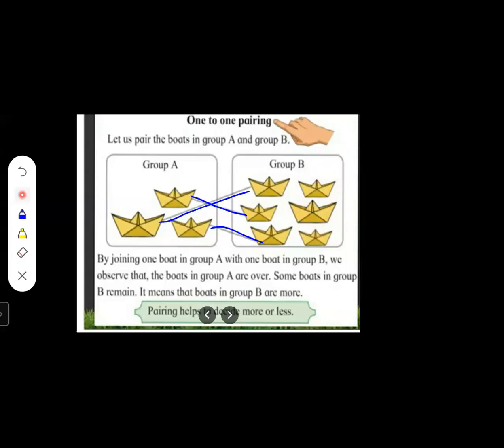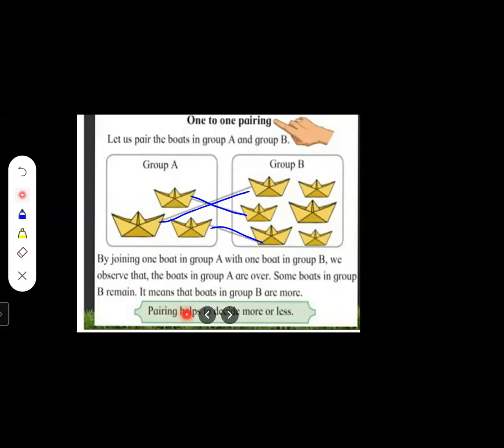In which group the objects are remaining, it means that group is having more objects. And in which group the objects have been finished, it means that group is having fewer objects. Now see over here, your boats are finished. It means here there are fewer boats. But over here, the boats are still remaining. It means in this group there are more boats. So here fewer boats and over here more boats.